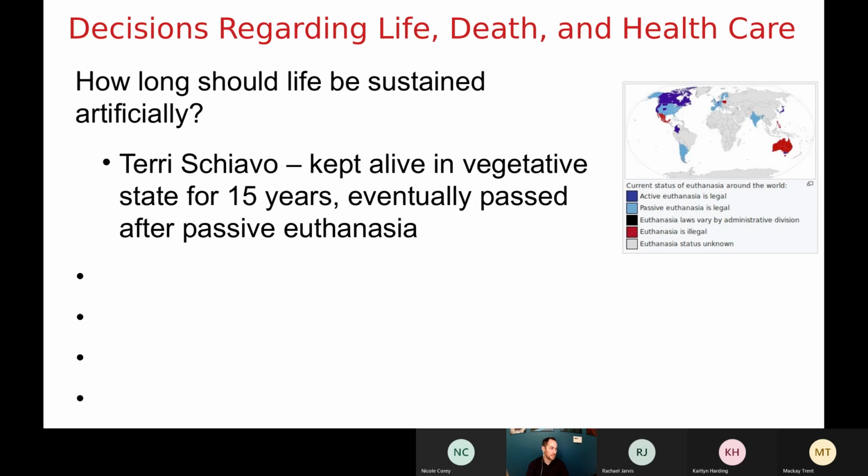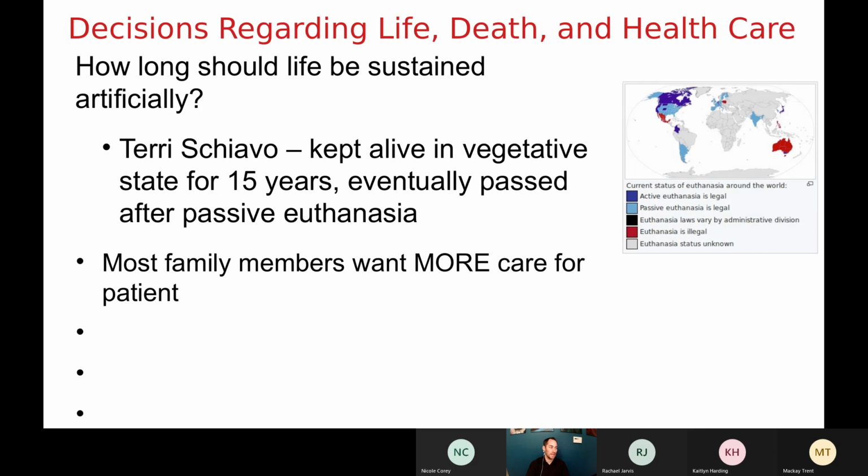So one example of this that's often used is that of Terri Schiavo, who was kept alive in a vegetative state, so brain death, for 15 years. Eventually, passive euthanasia was used, and they were allowed to die. But for 15 years, the family mostly, I mean, you can watch whole documentaries on this situation, but mostly the family just wanted to keep doing care in the hopes to extend life.